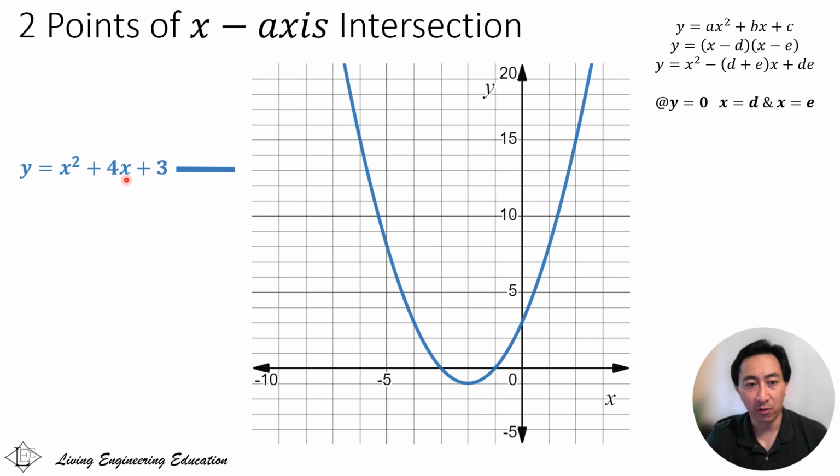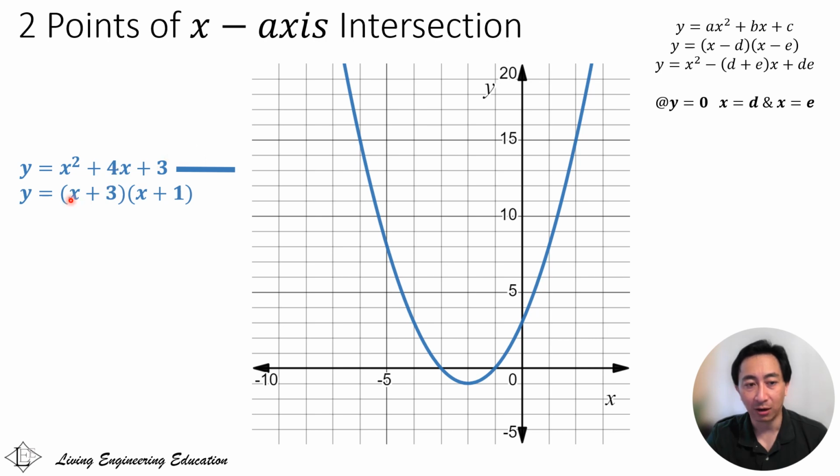So let's take a look at a couple more examples with that same concept in mind. x squared plus 4x plus 3. I have a y-intercept of 3 again. And then can you rewrite this equation so that you can identify x equals negative 1 and x equals negative 3 as points of intersection? Well, similar concept. x plus 3 times x plus 1 is the same equation.